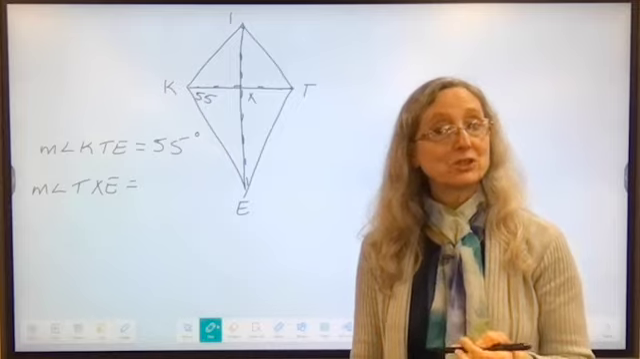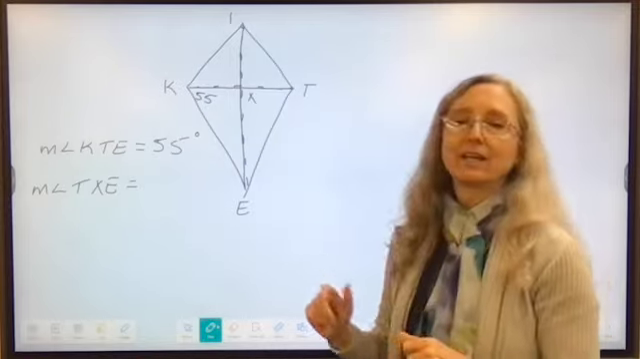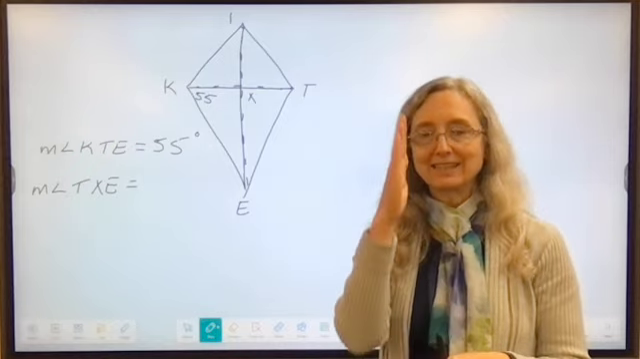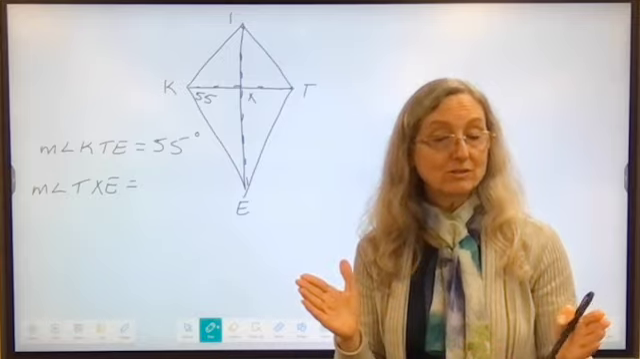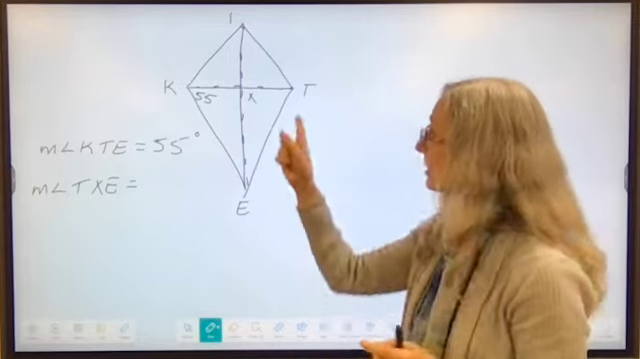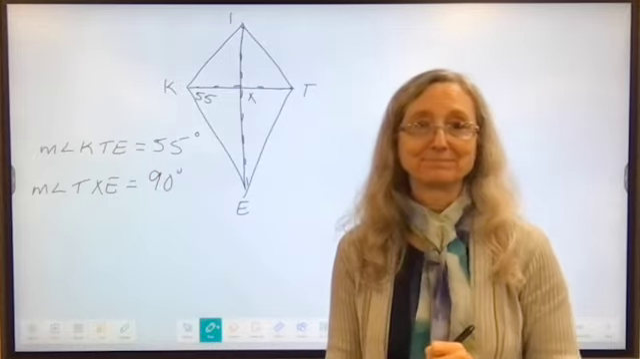Okay, what is the measure of angle TXE? If you remember, I said that the axis of symmetry and the crossbar, the two diagonals, are always perpendicular. So that angle would be 90 degrees.